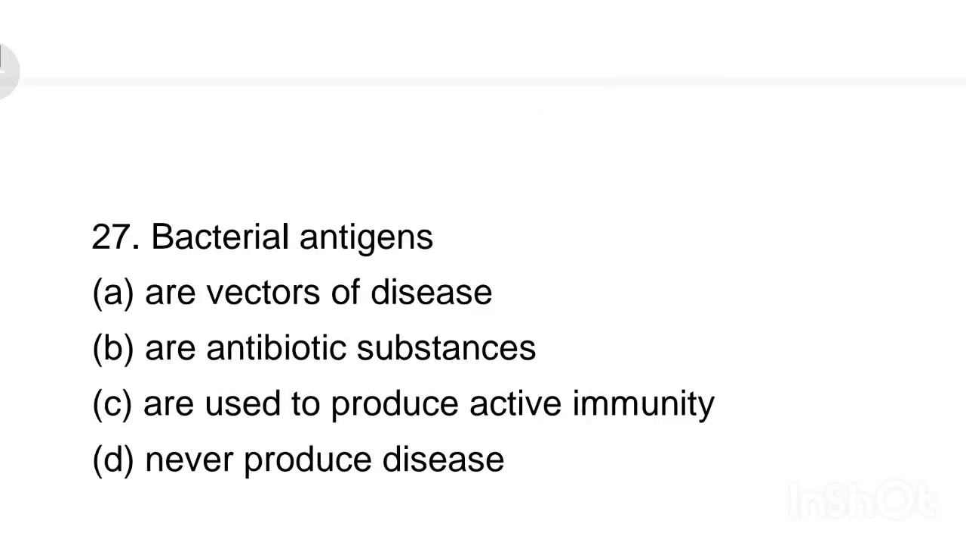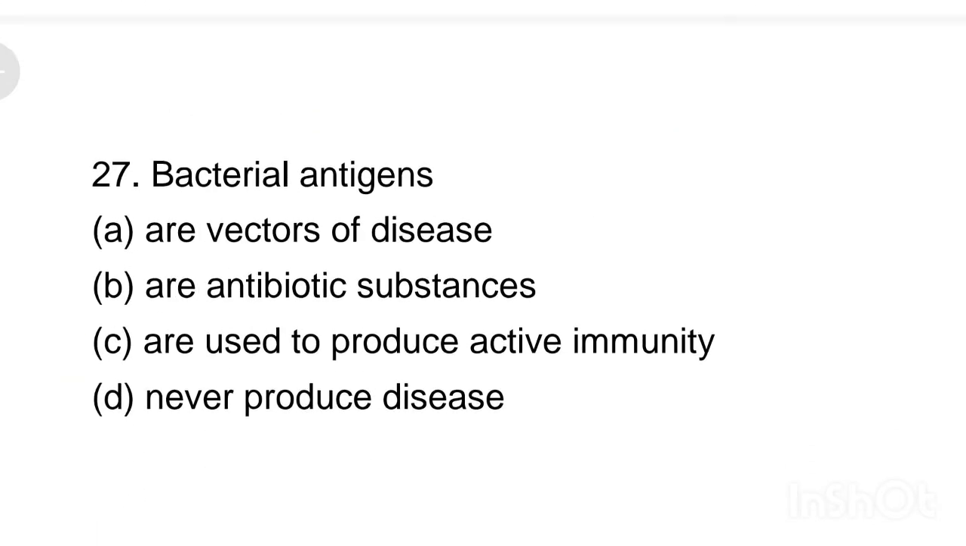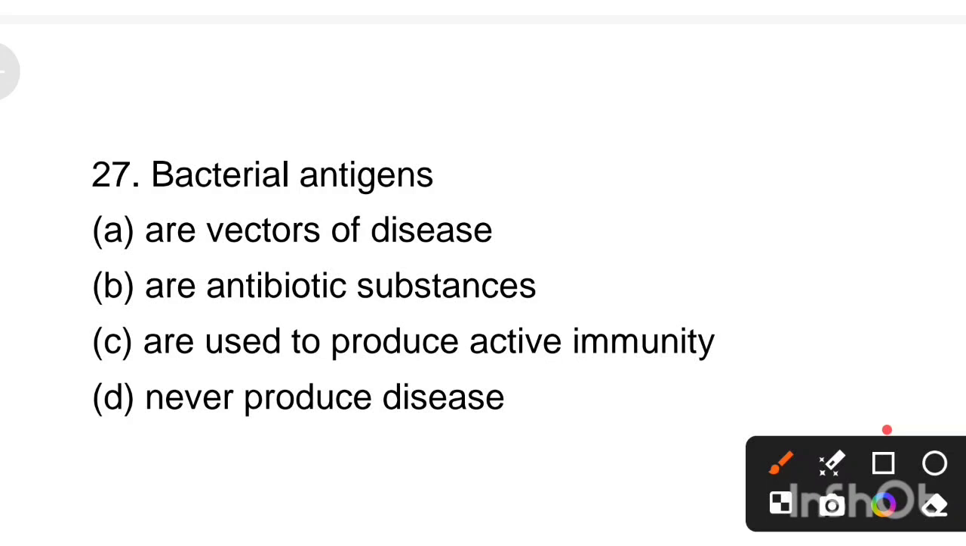Next question. Bacterial antigens: option A, are vector of disease. Option B, are antibiotic substances. Option C, are used to produce active immunity. And option D, never produce disease. Correct answer is option C. Bacterial antigens are used to produce active immunity.